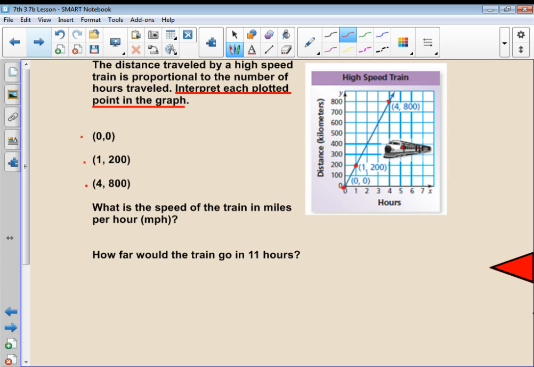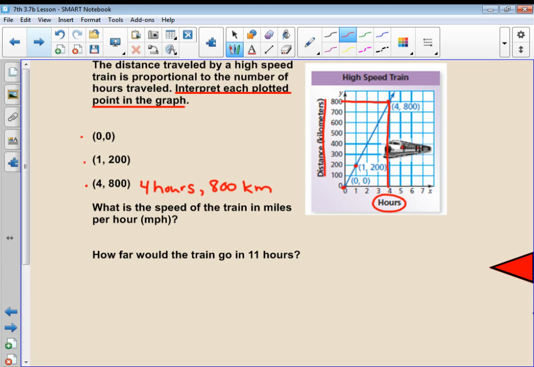So if we can interpret one of them, then we can understand the rest of them. I never pick 0, 0 to help me interpret because it doesn't tell me a whole lot. So I'm going to pick one of the other ones. I'll go ahead and do the 4, 800. So in order to understand what that means, I'm going to follow my lines to see what my 4 in this case is: hours. So our 800 is our distance in kilometers. So here we could travel for 4 hours. Would take us 800 kilometers. Or you could say I traveled 800 kilometers in 4 hours. However you would like to go ahead and understand that.